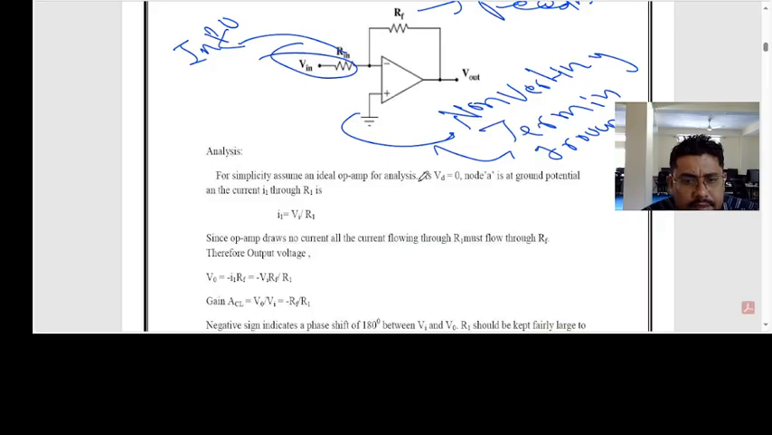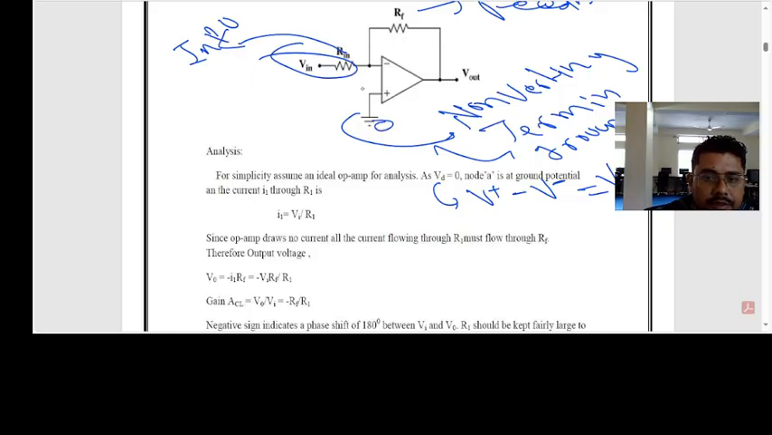For the analysis, we simply assume an ideal op-amp. The differential voltage VD is the voltage between the non-inverting and inverting terminals, V positive minus V negative, equal to VD. Because of the virtual ground condition, here it is 0, so here it is also 0.